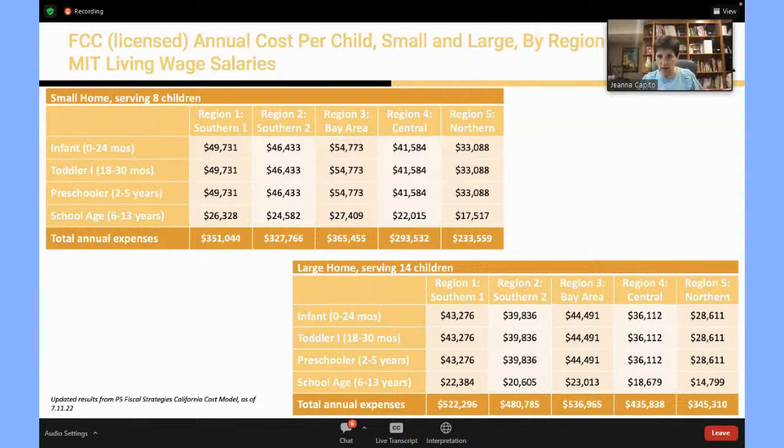But you see the total annual expenses, the last row, is greater. Obviously, the total annual expenses of a large home that serves 14 children is more than a small home that's serving 8 children. So I just wanted to highlight that. There's a little bit of economy of scale that comes with serving 6 more kids, even though you also have the addition of a full-time assistant. The expense of the full-time assistant does not outweigh having the additional children in the setting.